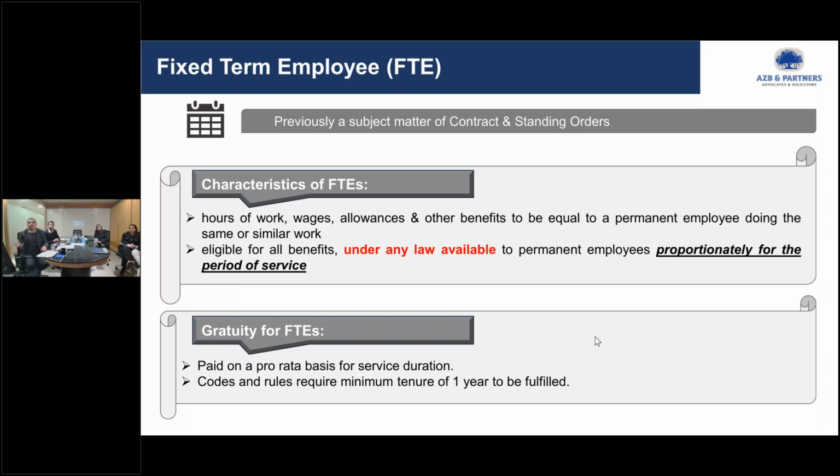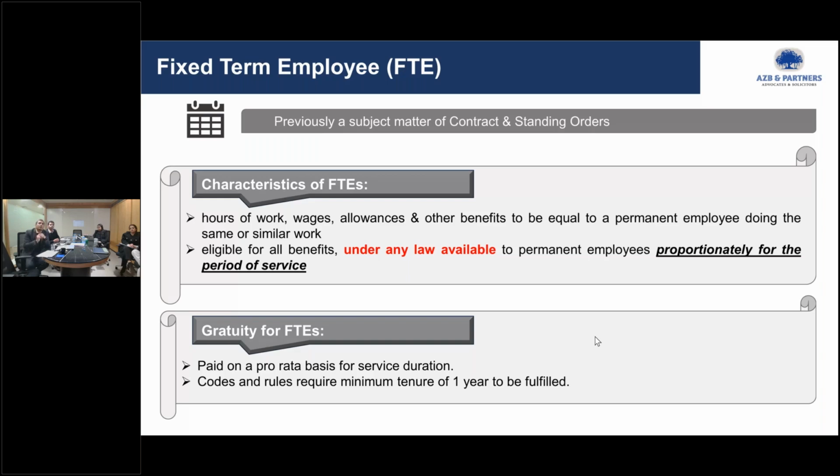So if I have an accountant who is permanent, and a fixed term employee who is, let's say, with me for 2 years, I need to ensure that any other benefit, if I'm giving canteen facilities or some allowances, has to be the same. This is a very, very important change for us, right?